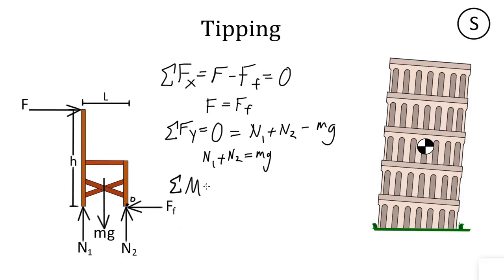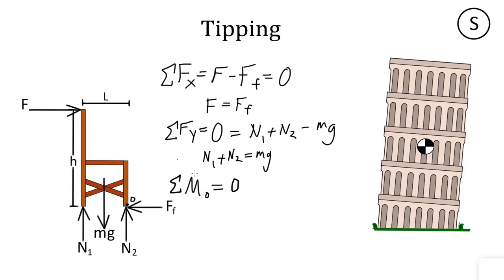And what I want you to do every time is write a little subscript of what point you're doing it about. That way you can reference it later when you're doing the moment for F, N1, N2, and so on. And now this is going to be equal to 0, not only because it's a static problem, like it says up here, but because we want to analyze it before it's tipping, basically when it's on the verge of tipping.